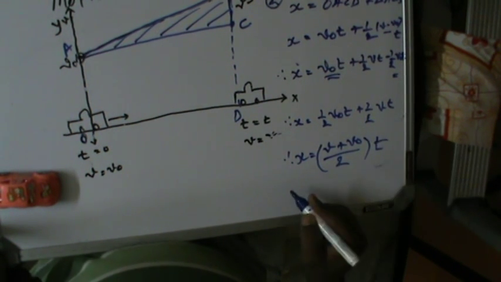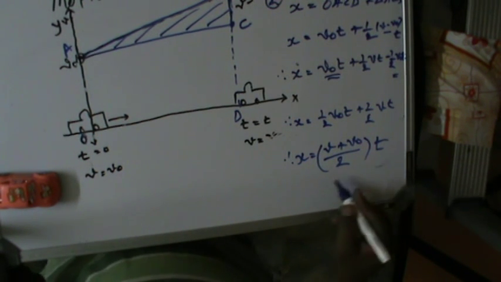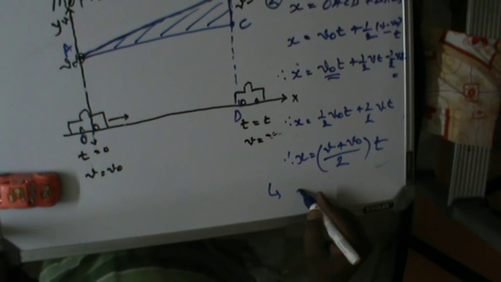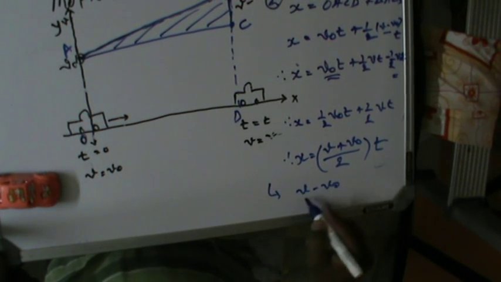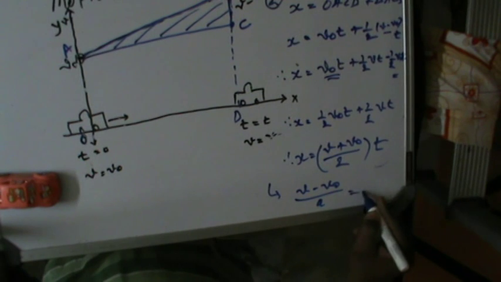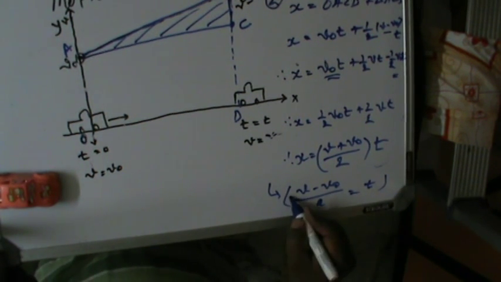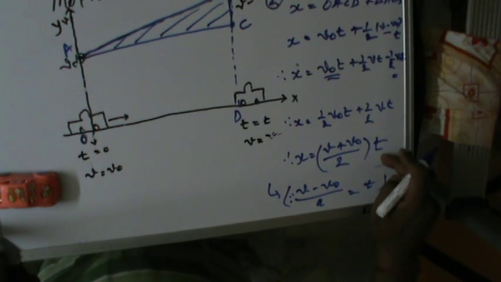From equation 1 we know that V minus V0 upon a is nothing but time t, which we already calculated from equation 1. With this value we can put it in this equation.